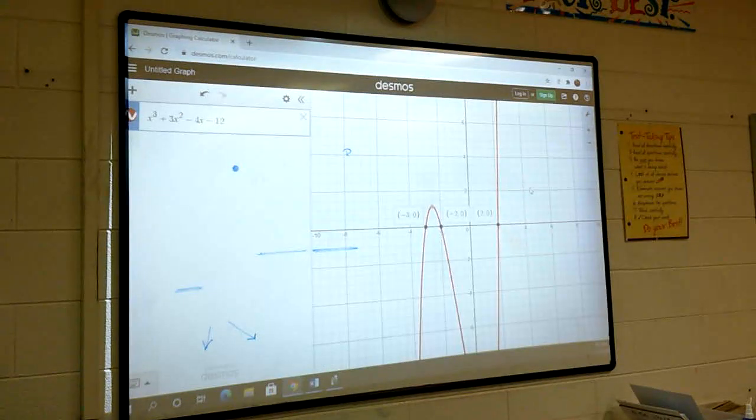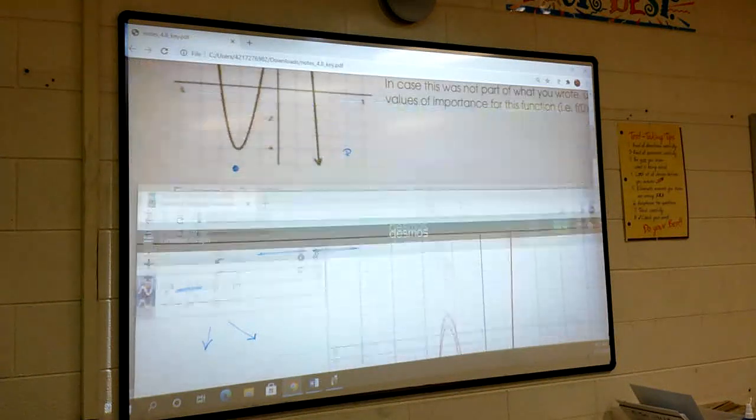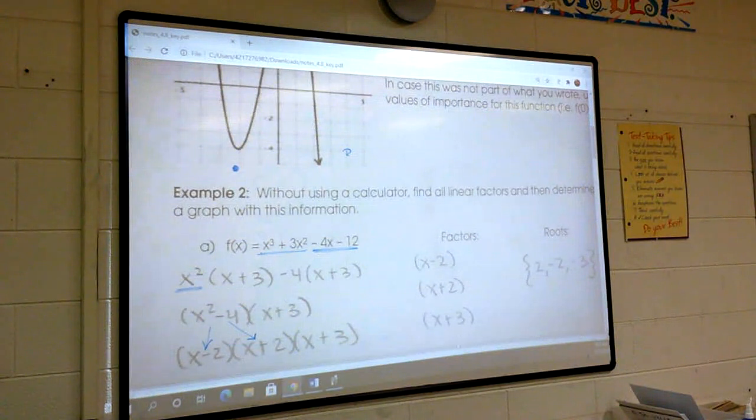So if you look, my solutions, or roots, whatever you want to call them, are negative 3, negative 2, and positive 2, which means my factors are the opposite of that, right, in parentheses. So if it's negative 3, my factor is x plus 3. If it crosses at negative 2, my factor is x plus 2. And if it crosses at 2, my factor is x minus 2. So there's where you get your factors and where you get your roots.